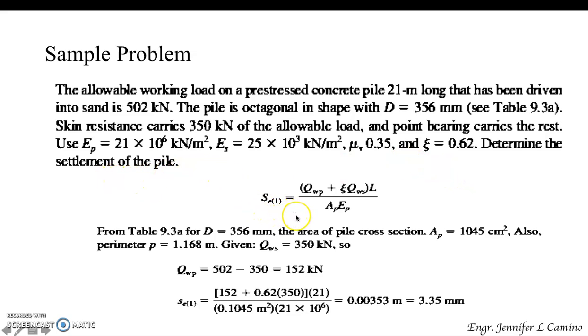Determine the settlement of the pile. We simply have to identify our elastic settlement. For this one, this is the equation. From table 9.3, for D equal to 356 mm, the area of the pile cross section is equal to this. Our perimeter is equal to 1.168. Our given QWS is 350 kilonewton. Therefore, our QWP is equivalent to the allowable working load of 502 minus QWS, so you get 152 kilonewton. Substituting these given values for these parameters, we get our elastic settlement, which is 3.55 mm. This is the first settlement for the pile.